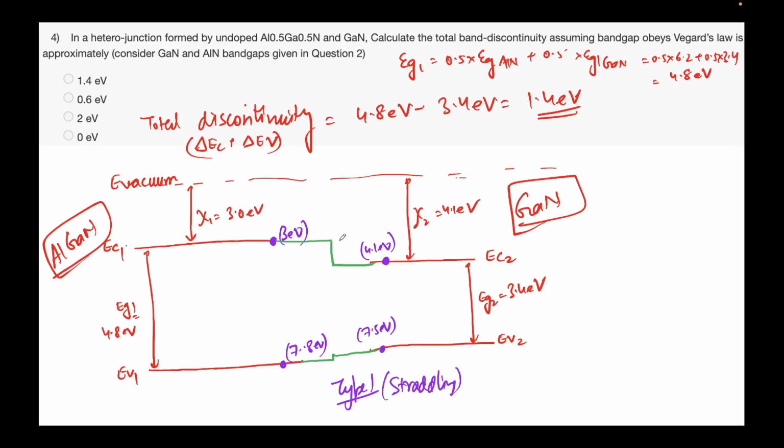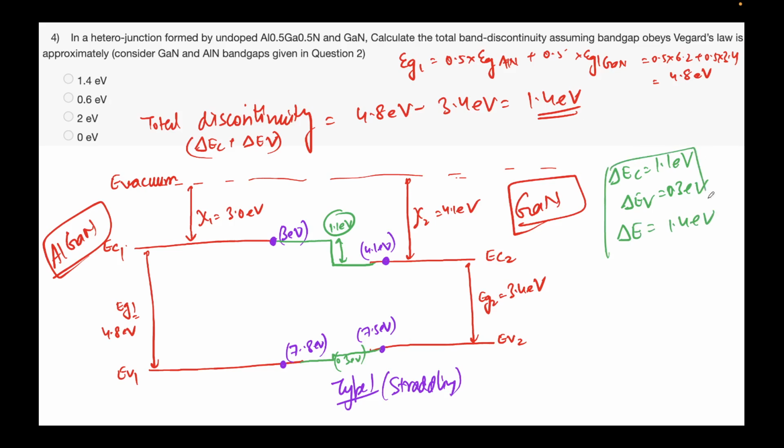Okay, so what will be the band bending here? This much. What is it? 1.1 eV. What will it be here? It will be 0.3 eV. So delta EC will be 1.1 eV. Delta EV will be 0.3 eV, and thus the total band discontinuity, delta E, naturally will be 1.4 eV, which we had determined earlier.